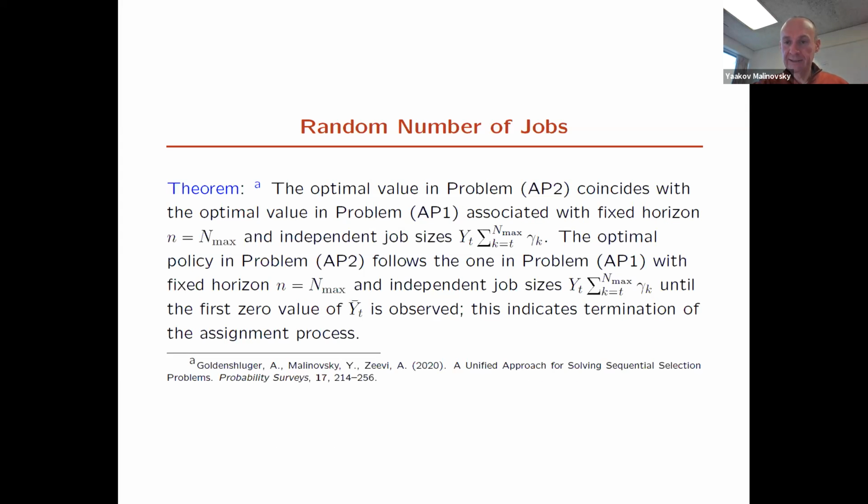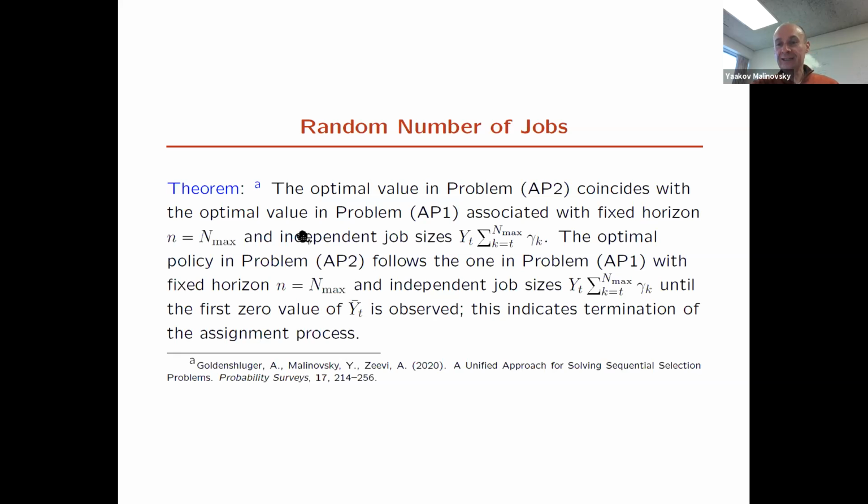So this is exactly the result that I mentioned. The problem with random horizon we call assignment problem AP2. The optimal value of problem AP2 coincides with the optimal value of the problem with a fixed horizon when we take the horizon as the maximum of the support of its distribution. In this case, we assume that the support is finite. In the case of infinite support, it's different, we can only give an epsilon policy, and it's not presented here.